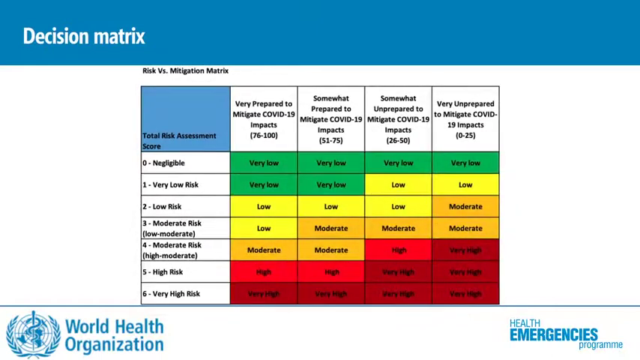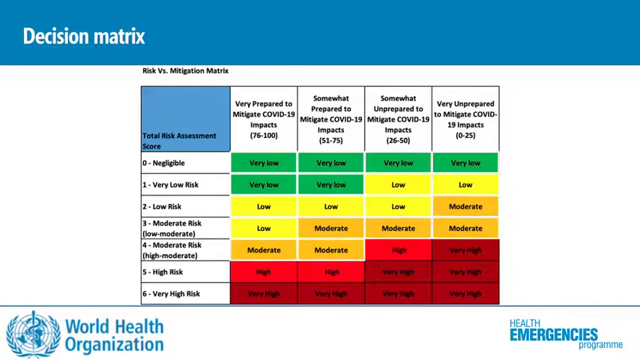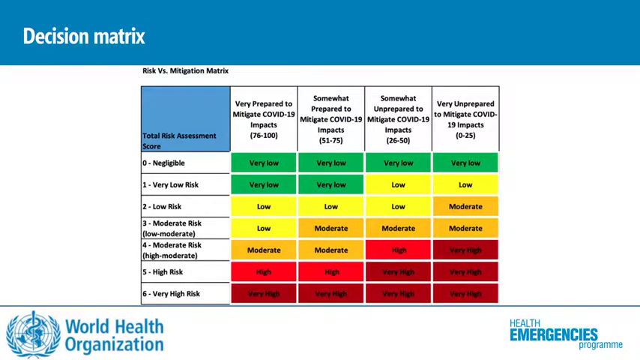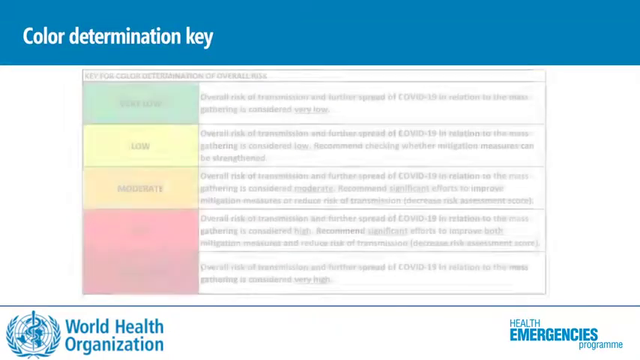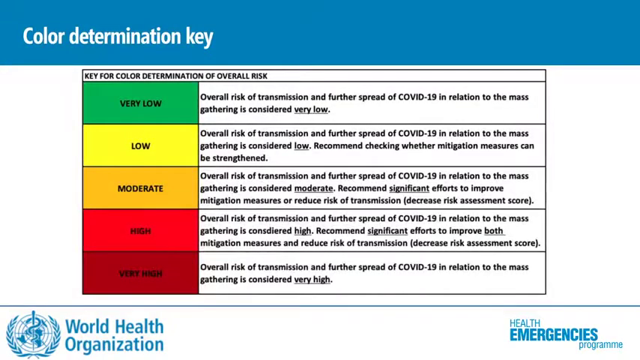The decision matrix can be found on the fourth tab of the Excel file and combines the risk score and the mitigation score to provide a color determination which identifies the total risk of transmission and further spread of COVID-19 for the mass gathering. Depending on your risk score and your mitigation score, you will receive an overall score for the mass gathering event of very low, low, moderate, high, or very high. A color determination key is also provided that describes the total risk for each color.